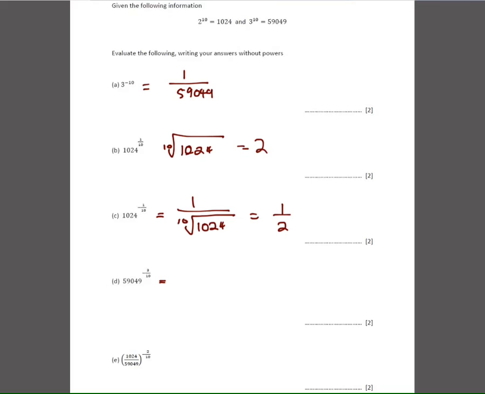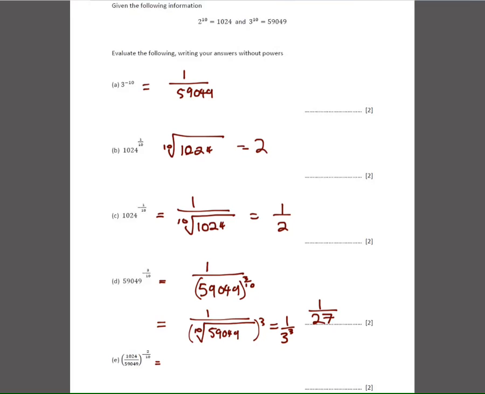This question is 59049 to the power of minus 3 tenths. Okay, that negative sign takes the reciprocal first, so we're going to have 1 divided by 59049 to the power of 3 tenths. The power of 3 tenths is the 10th root cubed. So it's 1 divided by the 10th root cubed. The 10th root of 59049 is 3. 3 cubed is 27. So the answer ends up being 1 divided by 27. Intermediary step might be 1 divided by 3 cubed.